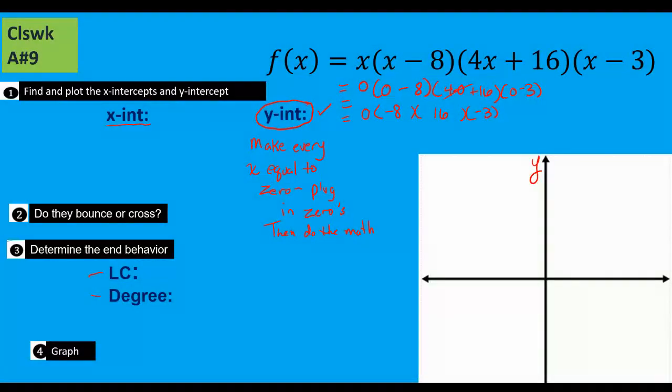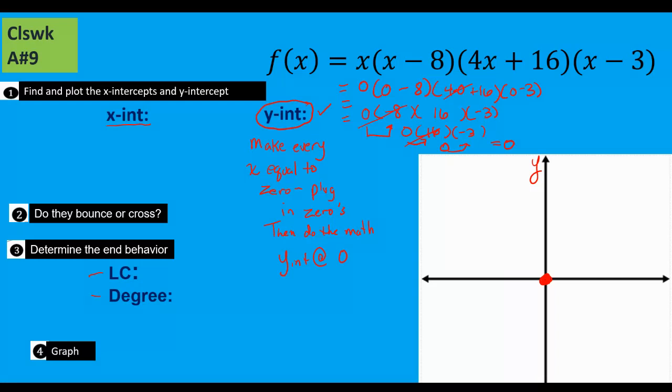Now we're just going to start doing the math. What is 0 times negative 8? It's 0. So we're done with that one. What is 0 times 16? That's another 0. What's 0 times the negative 3? That's another 0. So our y-intercept is at 0. So that means on our graph, on this y-axis, the graph will go through at 0.